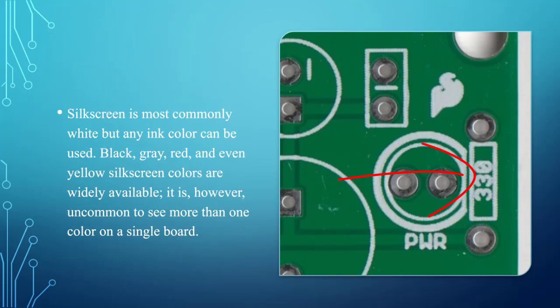Silk screen is most commonly white, but any ink color can be used. Black, gray, red, and even yellow silk screen colors are widely available. It is, however, uncommon to see more than one color on a single board.